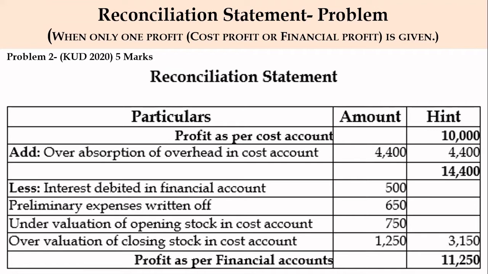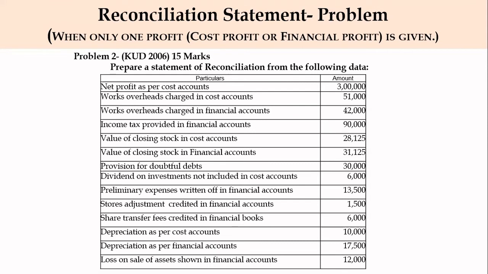reconciliation statement. For 5 marks, only 5 to 6 points will be given. You have to properly identify the things to be added and the things to be deducted and arrive at the profit. Let us see one more problem here. This is from the 2006 question paper, Karnataka University, Dharwad, which was asked for 15 marks. Prepare a statement of reconciliation from the following data.